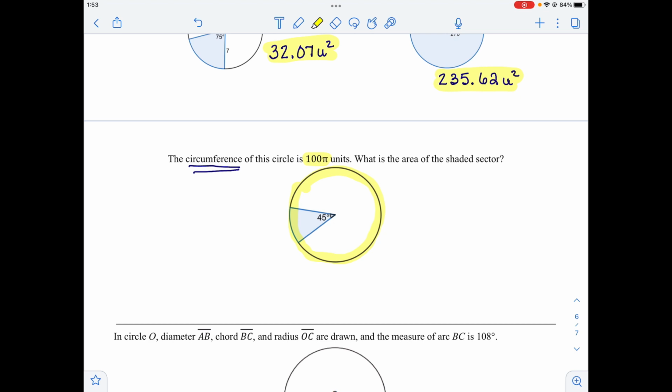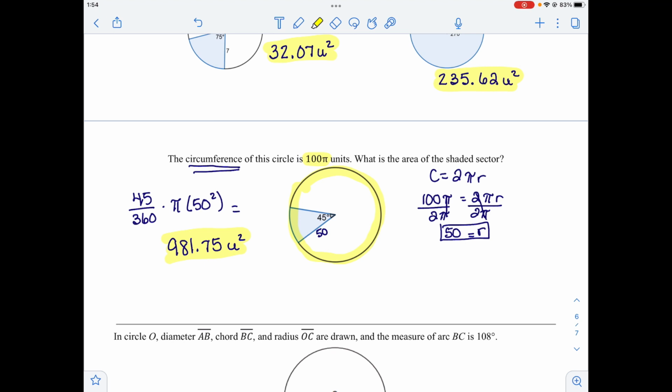We're going to find the shaded area. What do we need to find? Well, I hope you say we need to find the radius because it's not marked. So first you need to find the radius, and then once you have that, you can use it to plug into your formula and find the area of the shaded sector. So give it a try and see how you do. This one you should have gotten 981.75 units squared. And again, that is rounded.